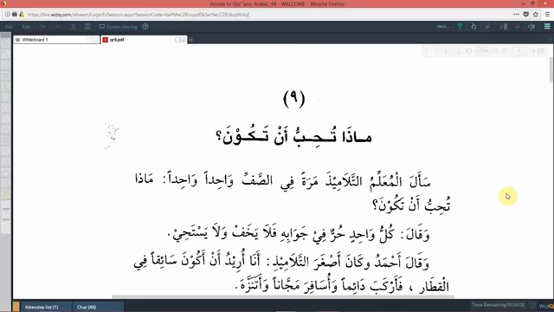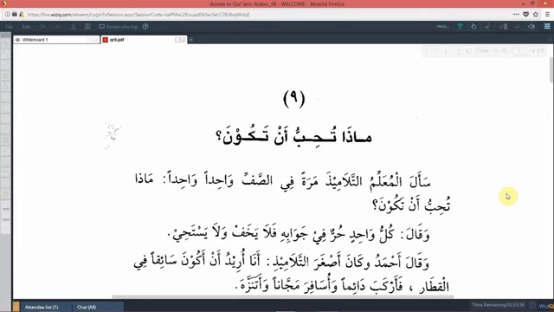Fi saf, in the classroom. Saf is classroom. Saf, it could be also the grade, like fi ay saf. You might ask a kid, fi ay saf, anta? Hey, in which grade are you, right? Which classroom are you, right? Fi ay saf. Similar to fasal, which we probably know as being classroom, right? Like في الصف means in the classroom.